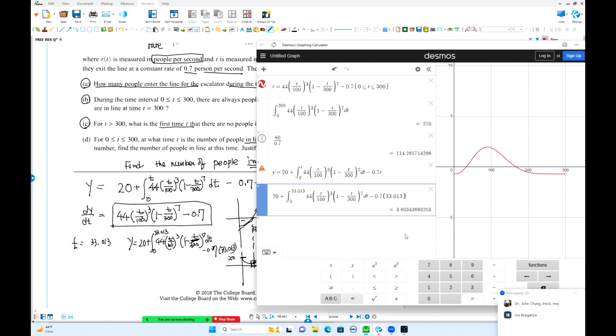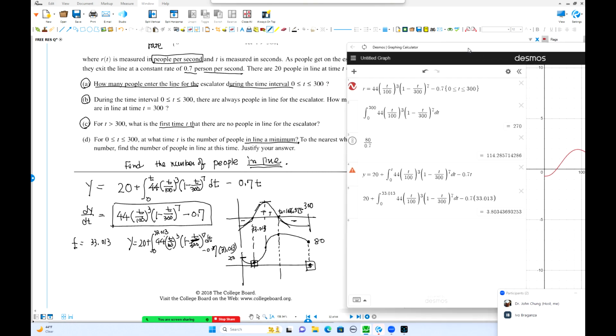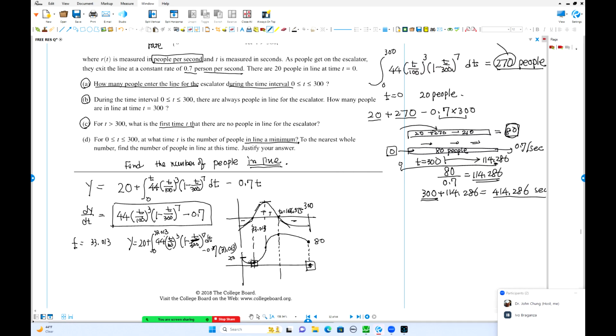When you take it over here, there are 3.803 people there at time t. Compare these two. Maybe you can show this graph right under your answer set. So this is the minimum value, the absolute minimum over here. So at time t equals 33.013, you can write that there was a minimum number of people.